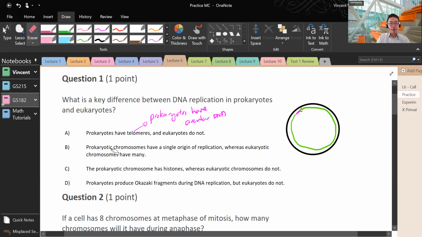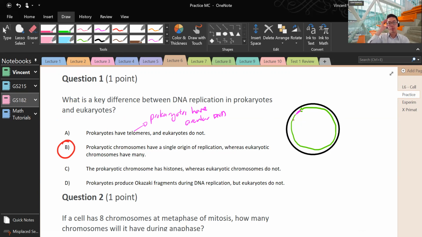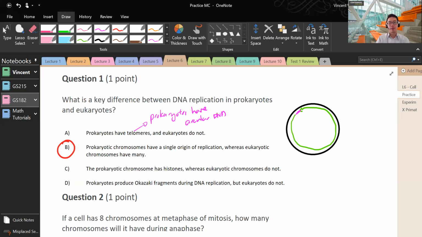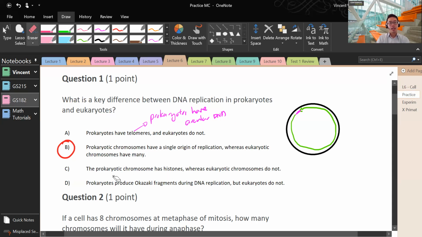Okay, B, prokaryote chromosomes have a single origin of replication, whereas eukaryotes have many. That is actually true. Circular DNAs are quite small in prokaryotes, so you just need to open one bubble and you're done fairly quickly. Bacteria can divide in as little as 20 minutes in optimal conditions. But for us, the chromosomes are so long. If you just had one single replication bubble, it would take forever to copy our DNA. So you need to do it at multiple sites.